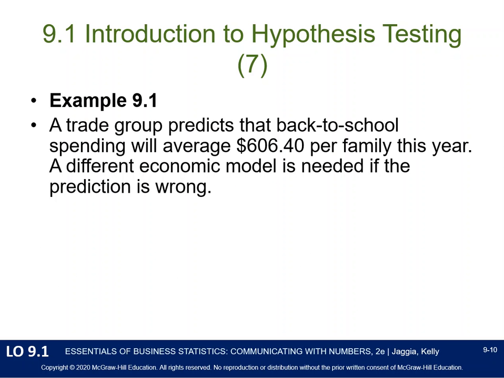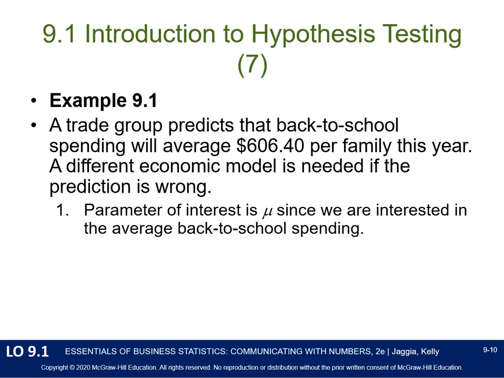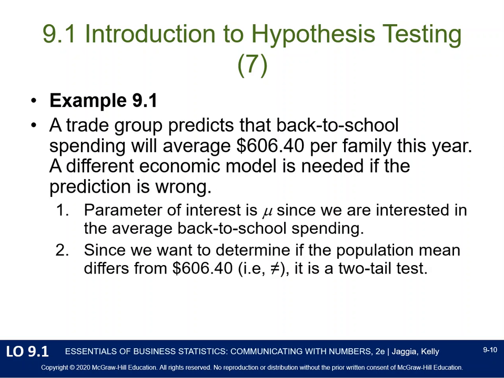So here we have a trade group that predicts that back-to-school spending will be $606.40 per family this year. And so we're trying to see if that is correct or not correct, if we can reject or not reject that hypothesis. See, I just said it wrong myself. So the parameter of interest would be the mean, since we're looking at the average level of spending. Since we want to document if the population differs from the sample, we're looking at an equal to or a not equal to. This is a two-tailed test.